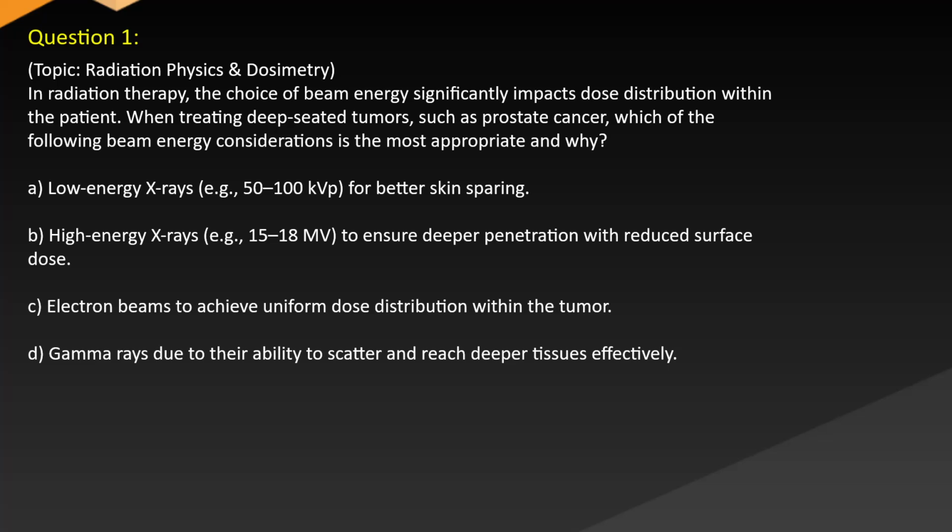why? A. Low-energy X-rays, 50-100 kVp for better skin sparing. B. High-energy X-rays, 15-18 MV to ensure deeper penetration with reduced surface dose. C. Electron beams to achieve uniform dose distribution within the tumor. D. Gamma rays due to their ability to scatter and reach deeper tissues effectively.